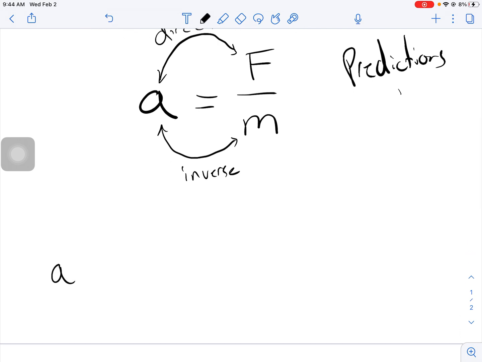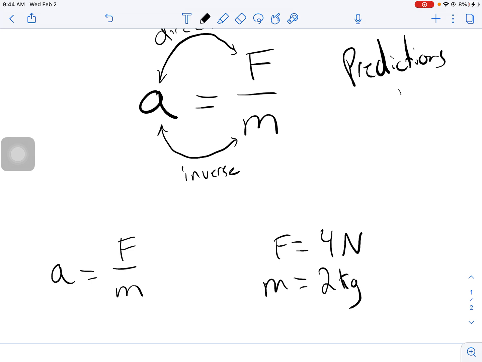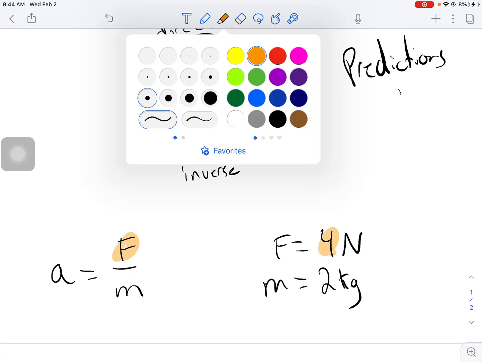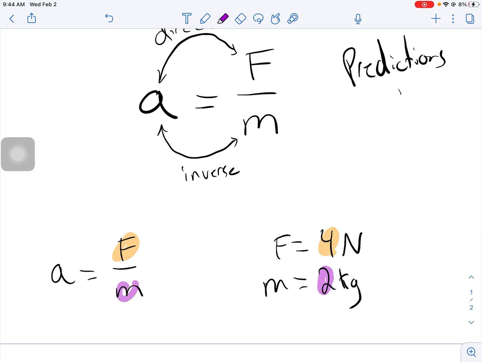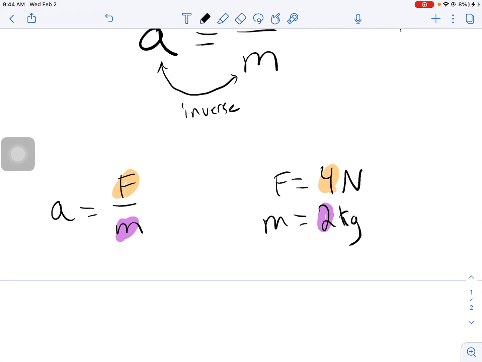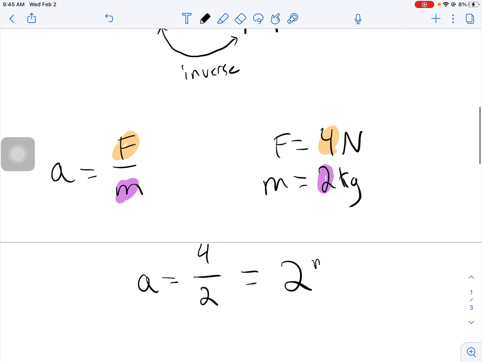You can use this equation, acceleration equals force over mass, and you can push on an object with maybe a force of 4 newtons, and maybe that object is about 2 kilograms of mass. That's how much mass it has. And you just plug in these numbers, 4 into the F, and you're doing a substitution problem here, 2 into the mass, and then you end up with acceleration equals 4 divided by 2, which equals 2. This is an acceleration. That object will accelerate at 2 meters per second squared.